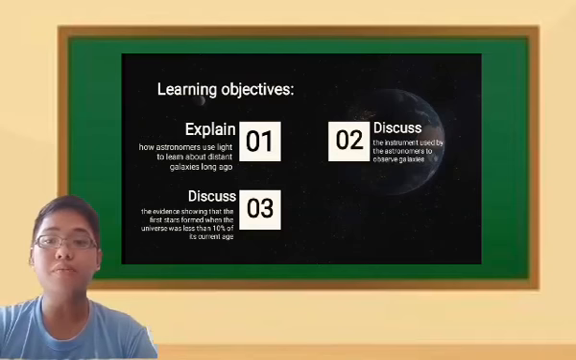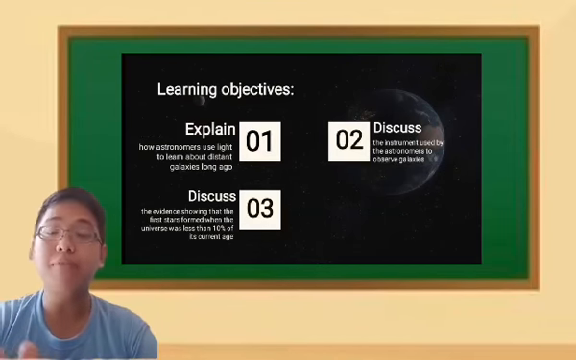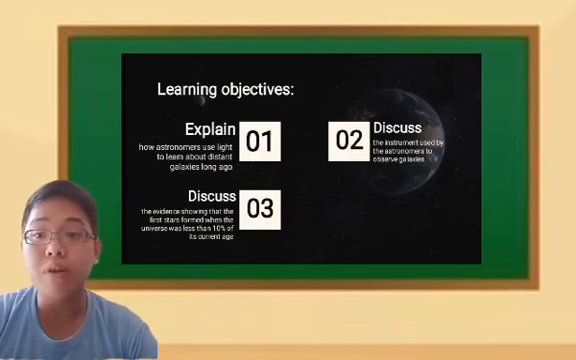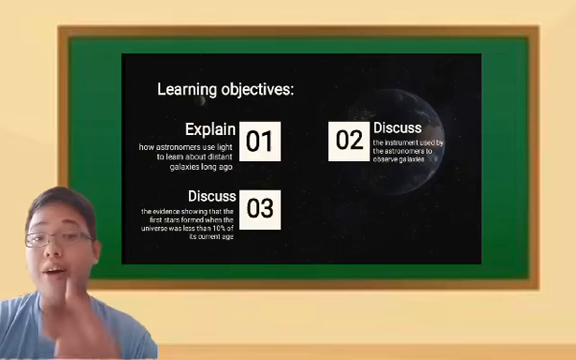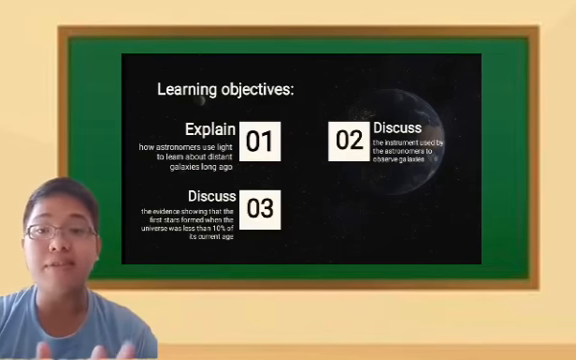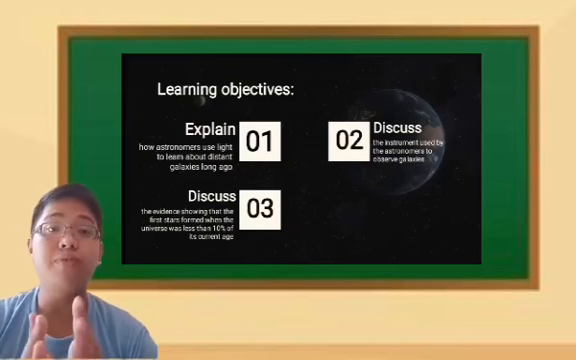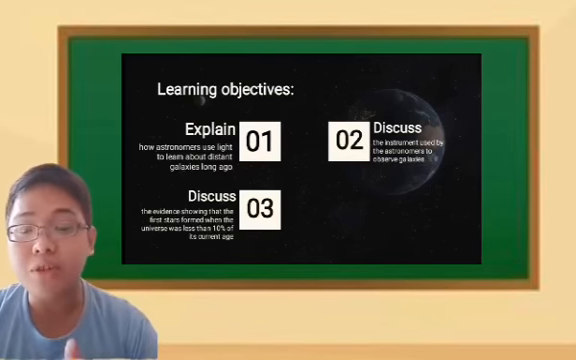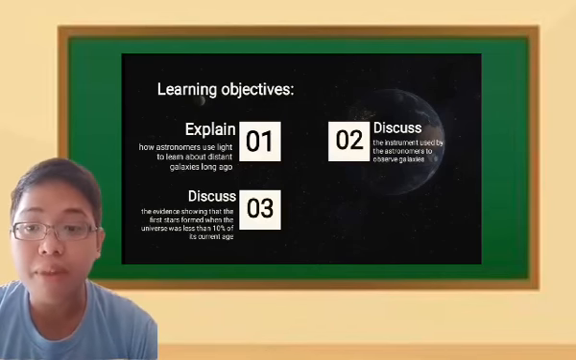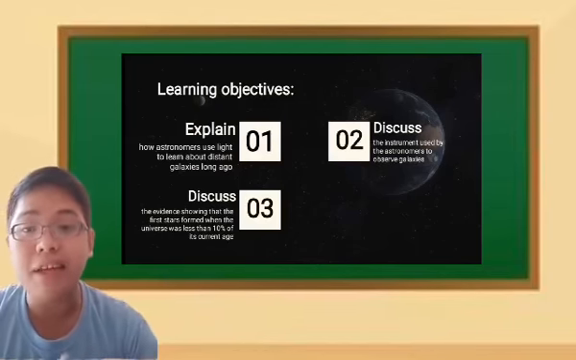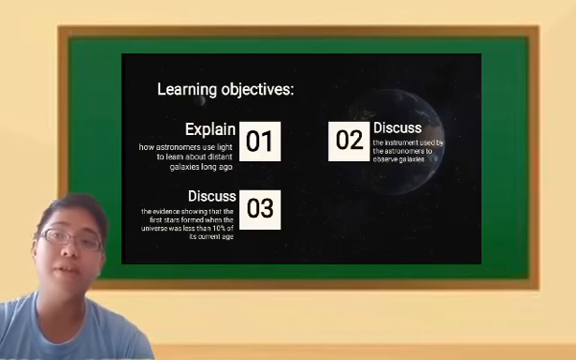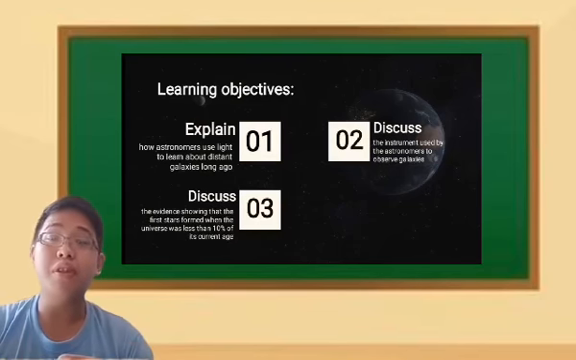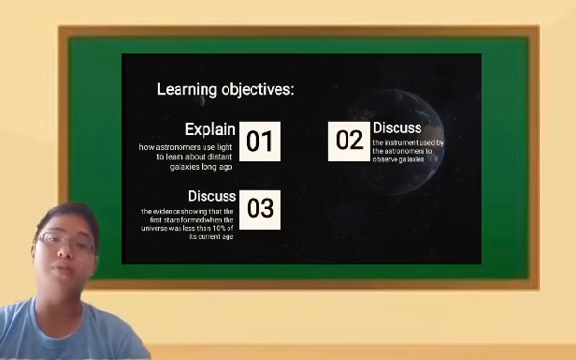Before we proceed with our discussion, let me first read our objectives. The first one is to explain how astronomers use light to learn about the distant galaxies long ago. Second, discuss the instruments used by astronomers to observe the galaxies. And lastly, discuss the evidence showing that the first stars formed when the universe was less than 10% of its current age, just like our universe of 13.8 billion years old. So let's proceed.